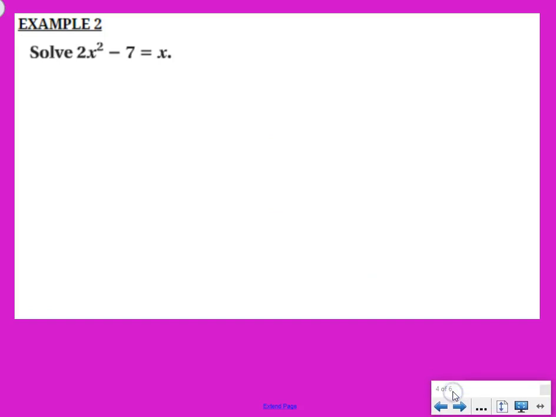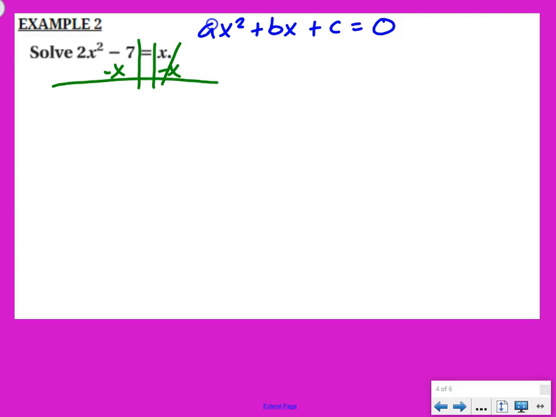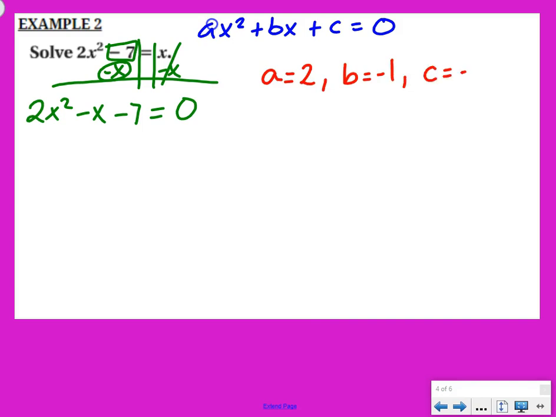Example number 2, solve this quadratic equation. Again, first step is make sure it looks like ax squared plus bx plus c equals 0. This does not, which means we have to start by subtracting x on each side. We have 2x squared. We're going to put the minus x next, then put the minus 7 equals 0. Now we're ready to go. Identify your a, your b, and your c. A is 2, b is negative 1, c is negative 7.